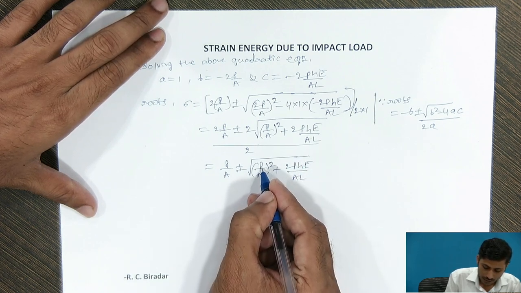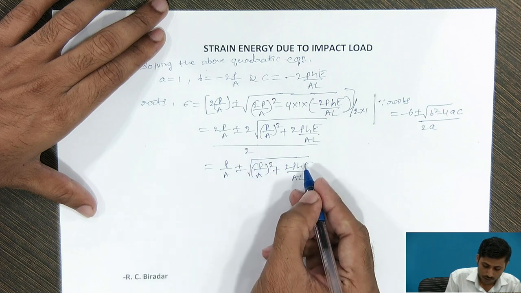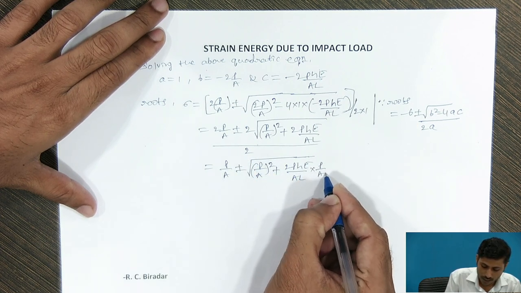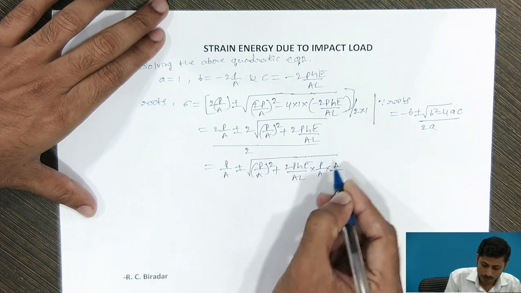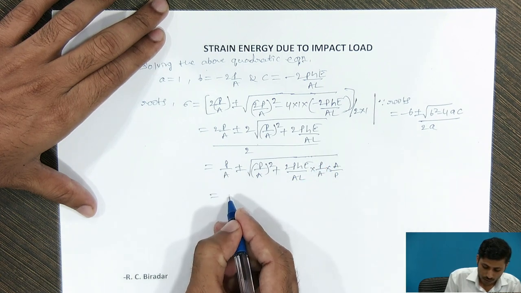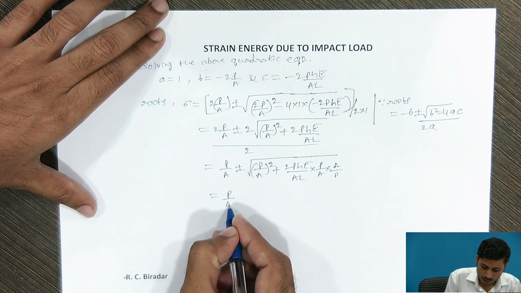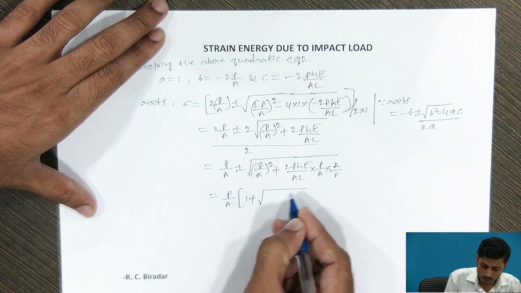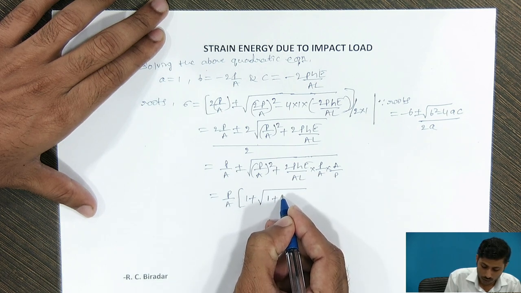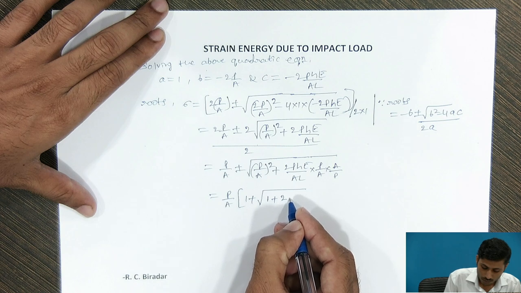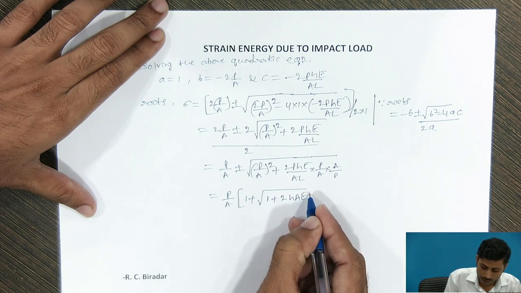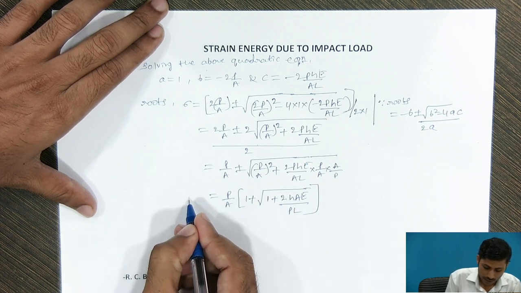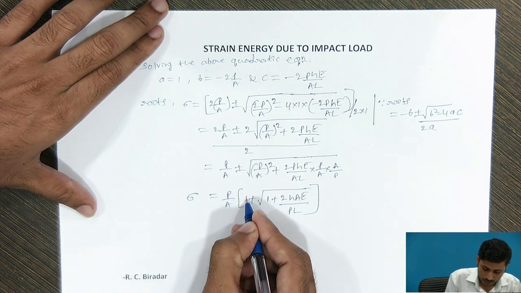So again, I can bring the P by A term outside the square root. So if I multiply it by P by A and A by P, this becomes P by A bracket square. Then I can take P by A outside the bracket, and it becomes 1 plus square root of 1 plus 2 into HAE divided by P into L will be remaining inside the bracket, and now this is nothing but sigma.